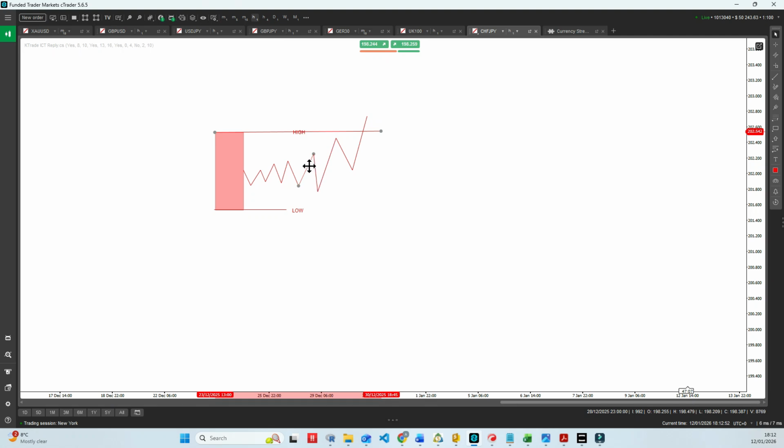Now the same thing applies if we see a break to the downside. In other words, if we see a break that takes the low, then we enter right here. So we take a sell right here and we take a buy right here. Now we do this anytime there is a break.